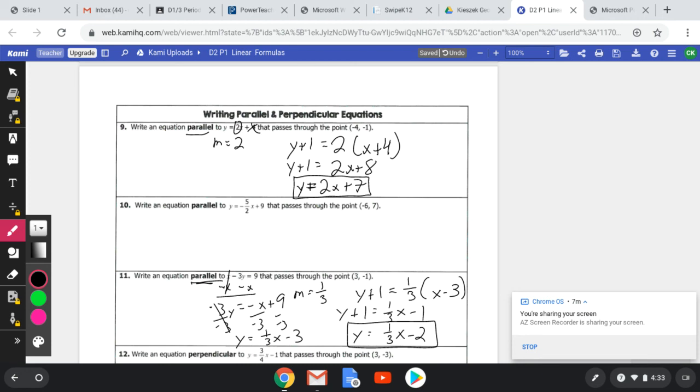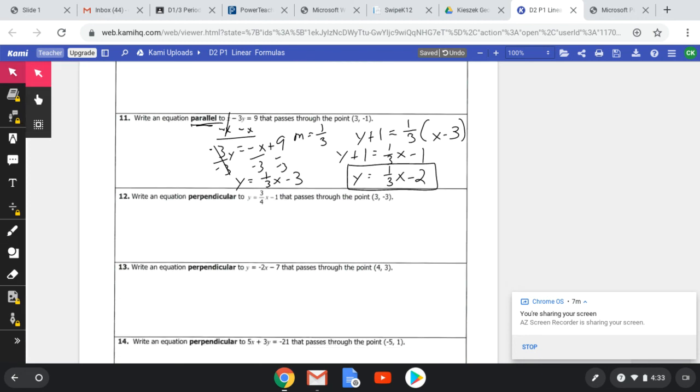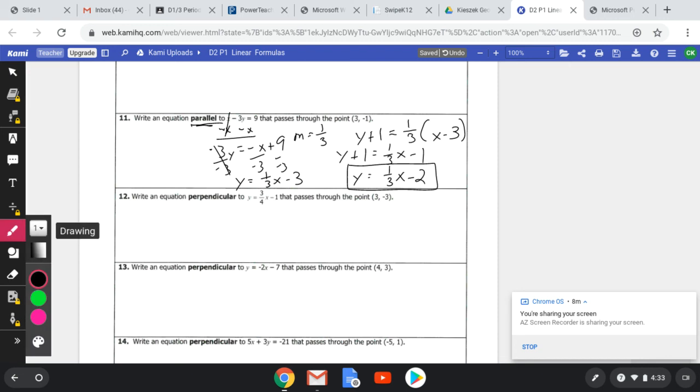With perpendicular, it is the same concept. You're still going to have to get in the form of y equals mx plus b. You're still going to have to identify a slope. But once you identify the slope, you got to take the opposite reciprocal because it says perpendicular.